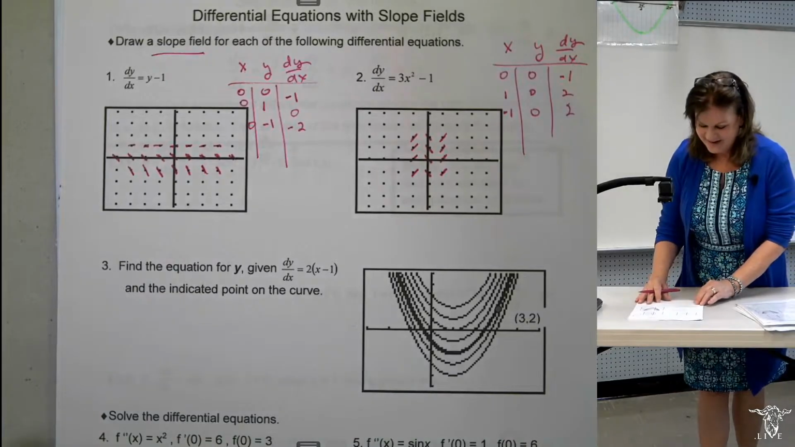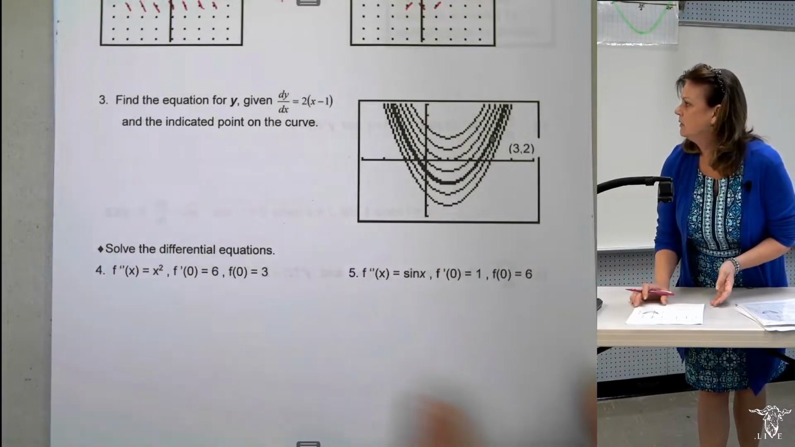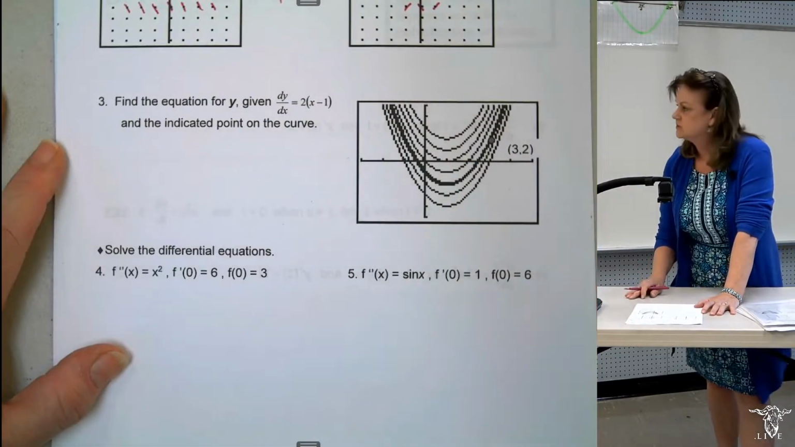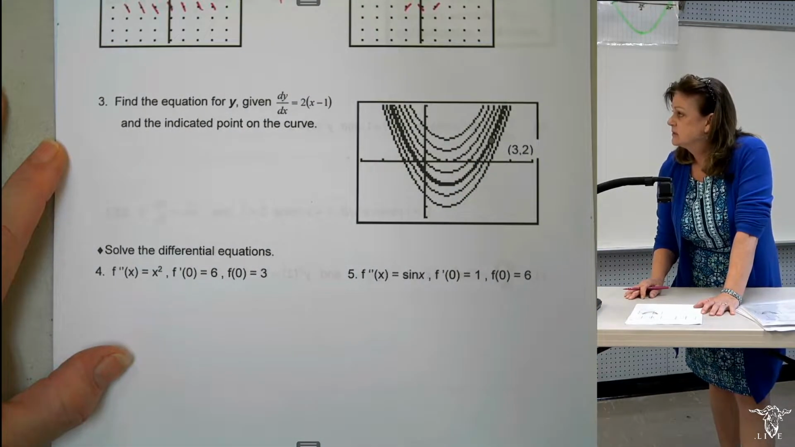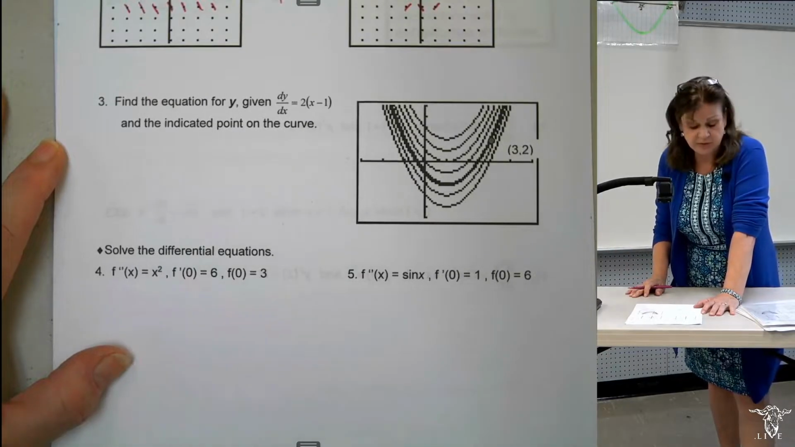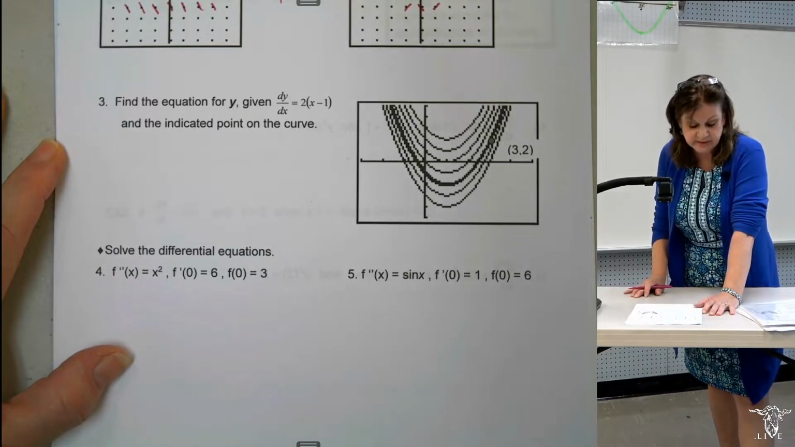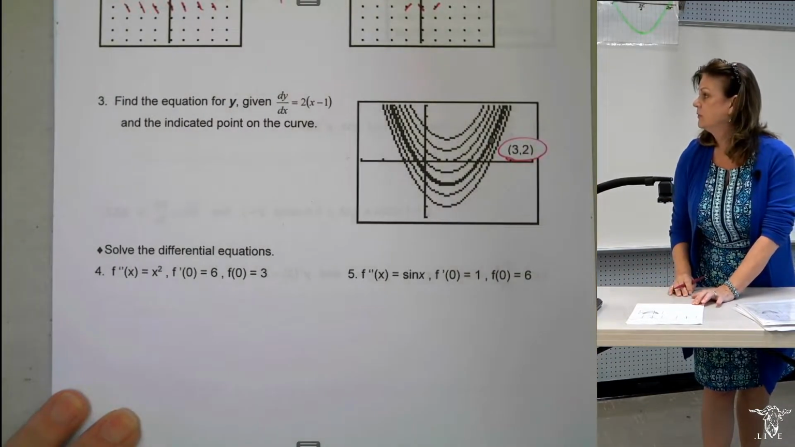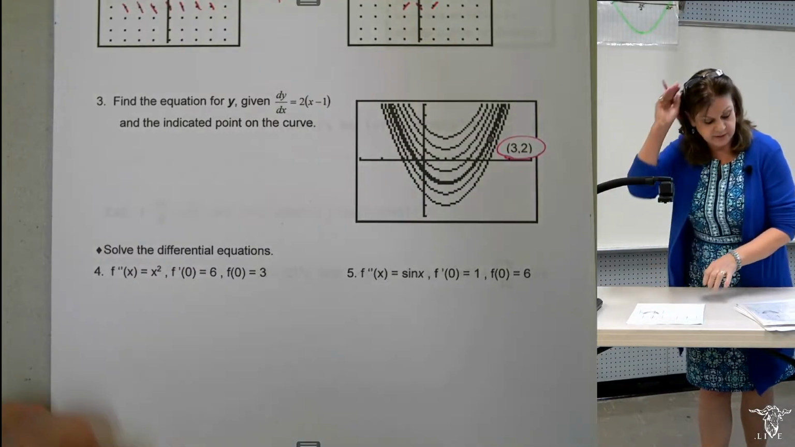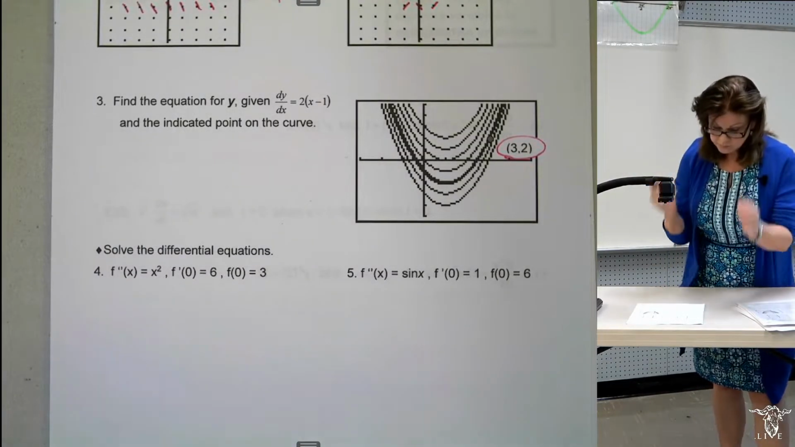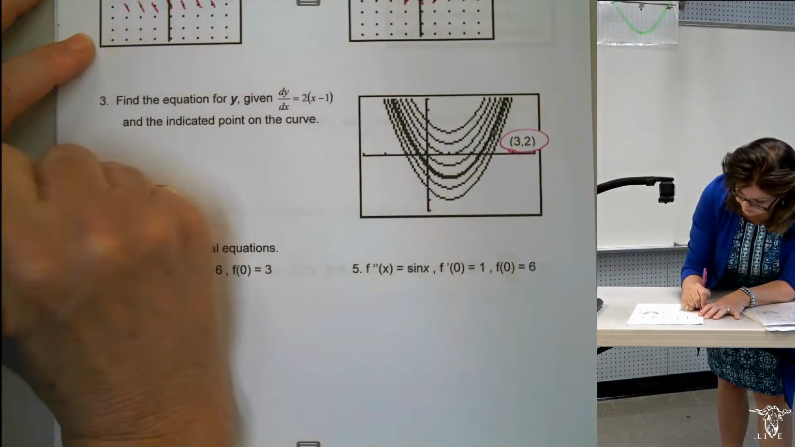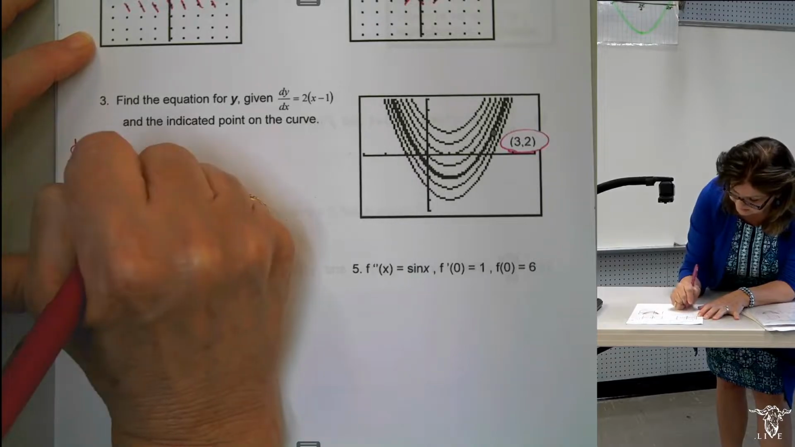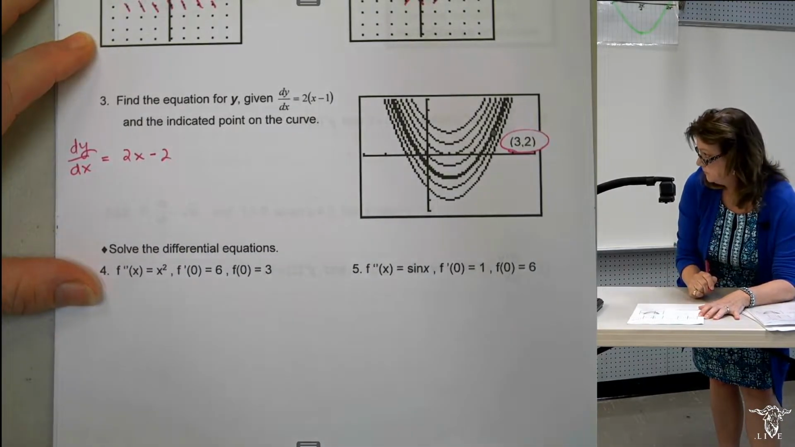So here we go. All right, let's look at problem 3. They're giving us, what, 1, 2, 3, 4, 5, 6, 7 different functions running through here. And they're giving us a condition, dy/dx is 2 times x minus 1, and they're giving us this initial condition. So they're pointing out 3, 2, and they want us to find the function there. So here we go. We've got dy/dx is 2x minus 2. I'm just going to combine it.